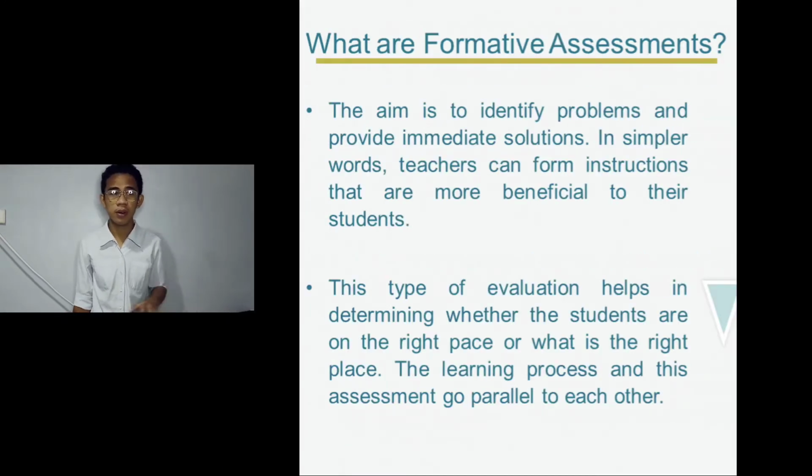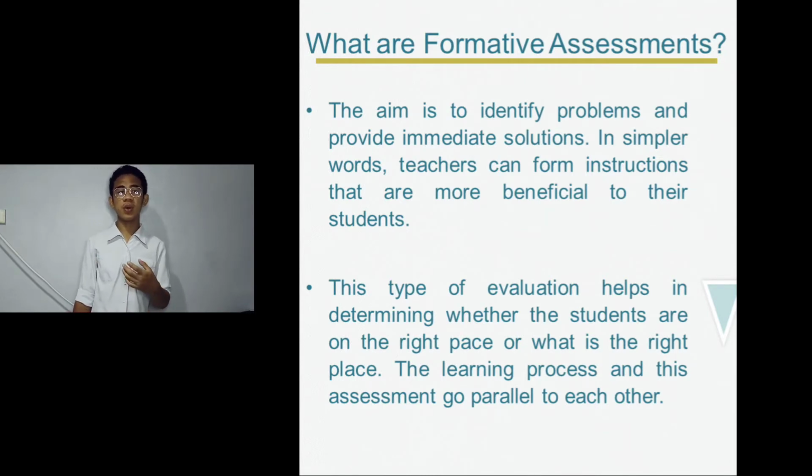The Latin word formare, which means to form, gave birth to the word formative, whereas assessment implies the process of evaluation. The two combine to form an assessment strategy that helps in shaping and guiding learners. The learning process and these assessments go parallel to each other.